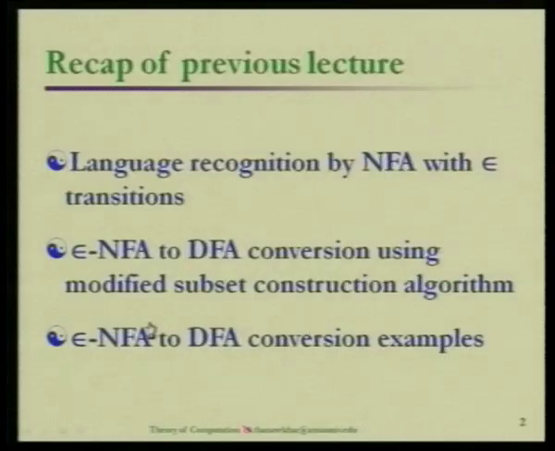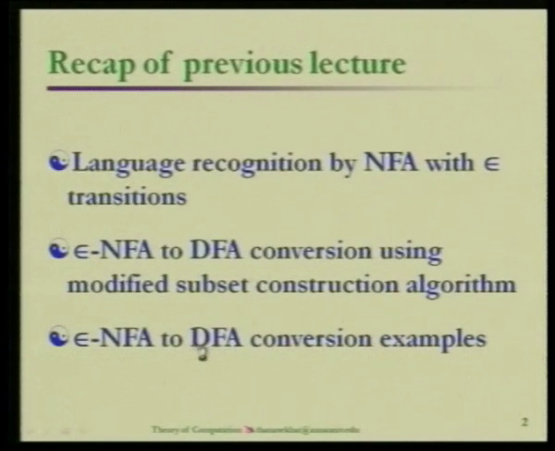We have seen a modified subset construction algorithm that will convert the given epsilon NFA into its equivalent deterministic finite automata, so that the language recognition will become deterministic. That is the second one we have seen in the previous lecture. And the third one is, we have seen some examples where, given an epsilon NFA, we use the modified subset construction algorithm to transform it into its equivalent deterministic finite automata.